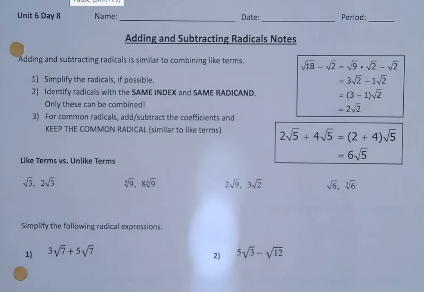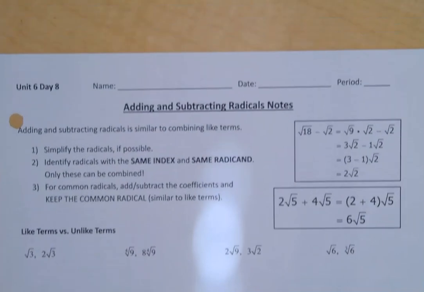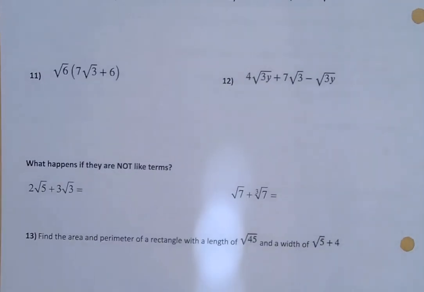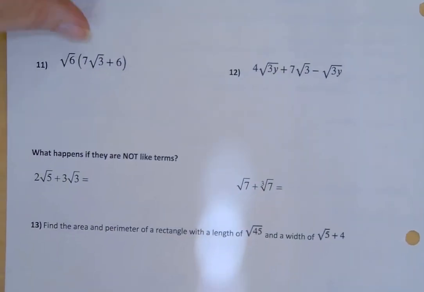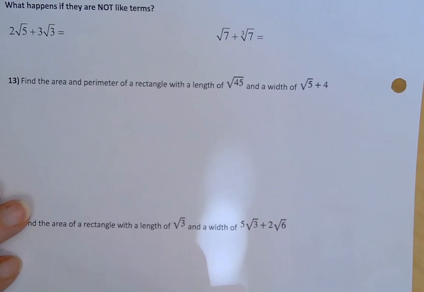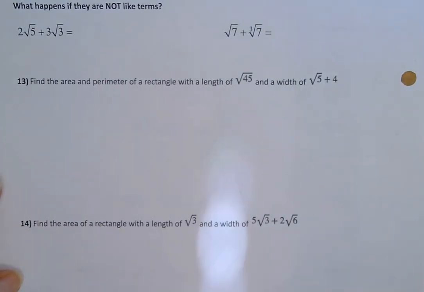Hi, these are notes for Algebra Honors. This is Unit 6, Day 8. We are adding and subtracting radicals. And this is our second video here, so we've actually done the whole first page of our notes and pretty much the whole second page, but we're going to do problems 13 and 14 again, because last time I did them I made a mistake.